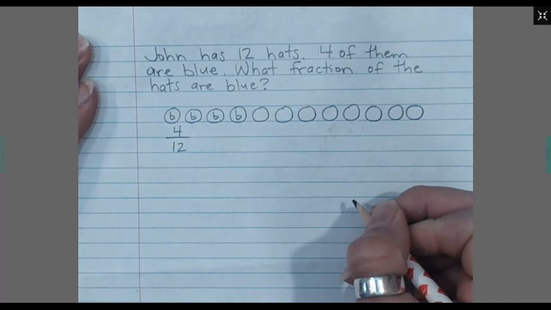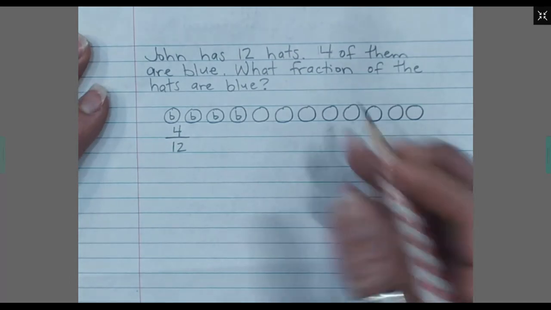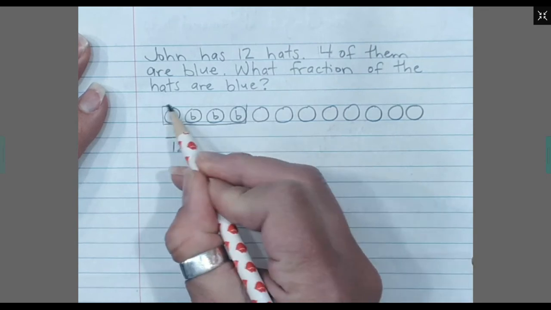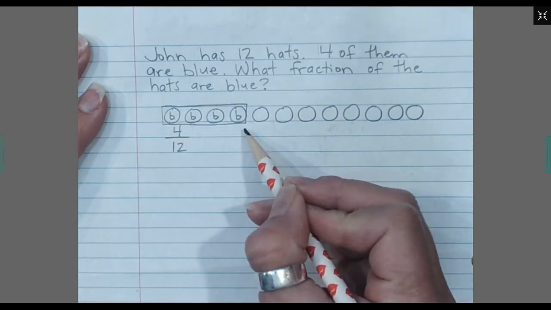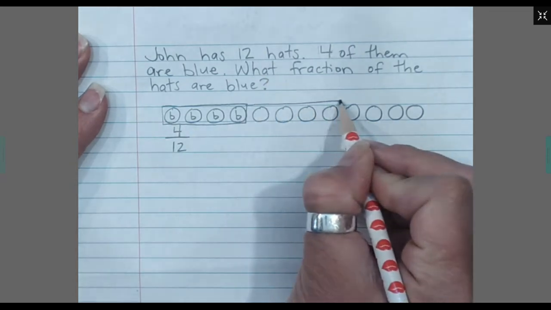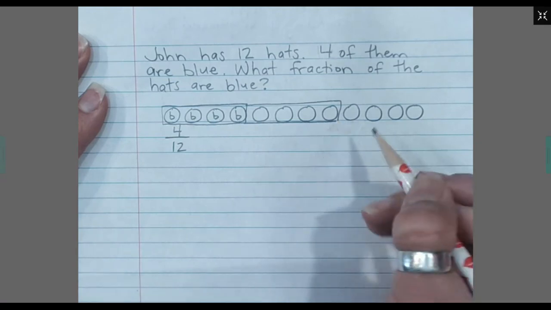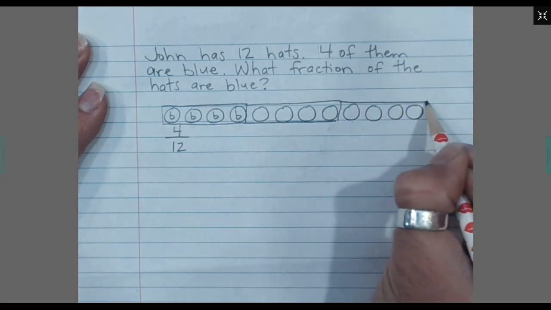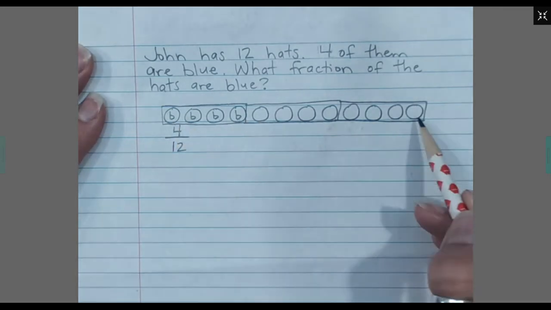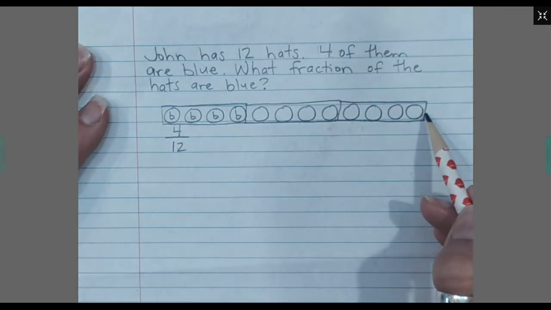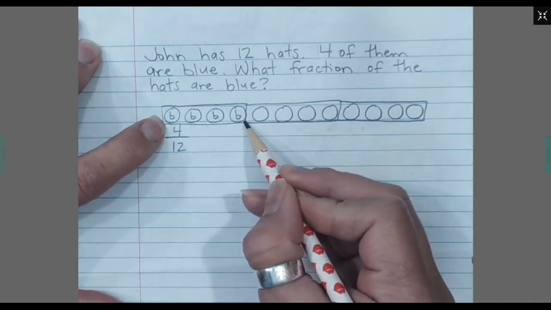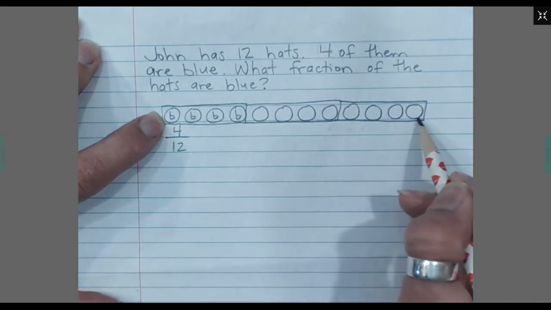Now, we can also reduce that. So we can ask ourselves, how many 4s are there in these 12? So I have 1 set of 4, 2 sets of 4, and a 3rd set of 4. So I can also look at it like that. If those 12 was my whole, my total, and now I'm looking at this much of my total, well, I have 3 of those.